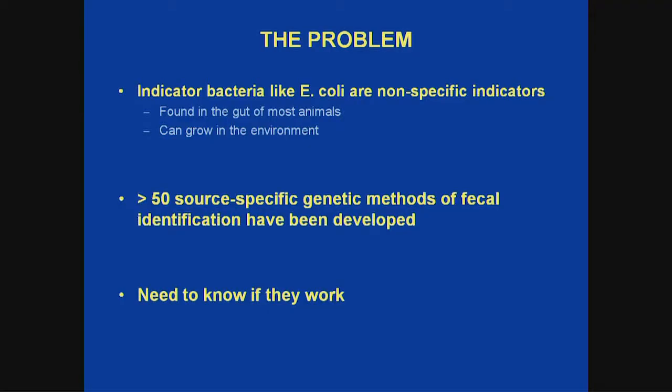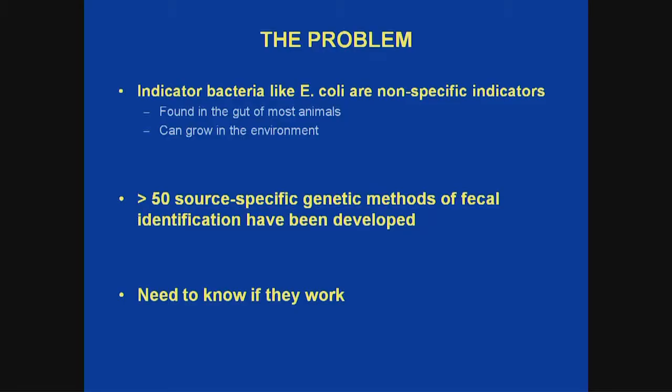And mostly we measured Enterococcus because we were working in marine water, but E. coli was also measured. And so the problem is, as Kevin pointed out, E. coli is a nonspecific indicator, so it's found in the guts of most animals. It can grow in the environment. The good news is there have been greater than 50 of these source-specific genetic markers or microbial source tracking markers that Kevin talked about developed, and they continue to be developed.